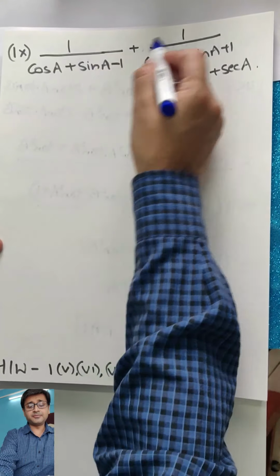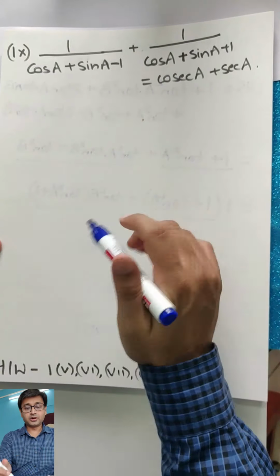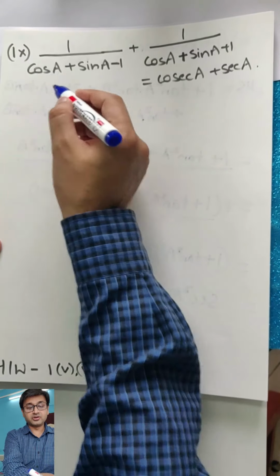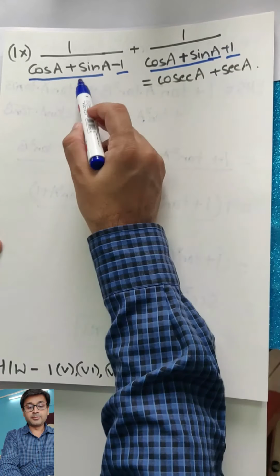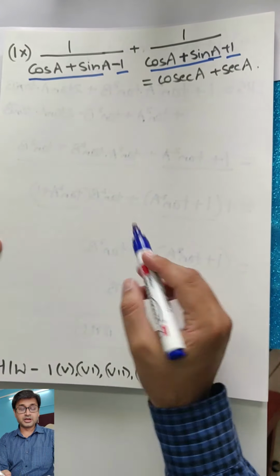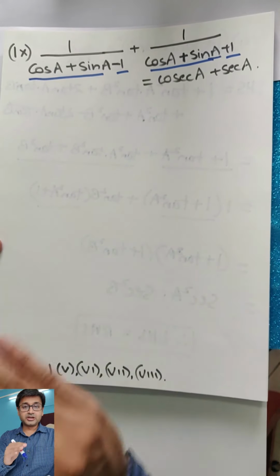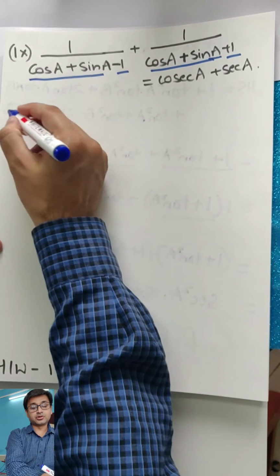Again, take the LCM, cross multiply. Do some work over here. In the denominator, just giving you the clue. This is A, B, A, B. So A minus B, A plus B formula you can use. Try it. You will reach somewhere and you will get this. I am pretty sure about it.